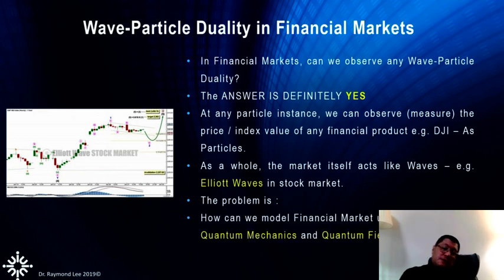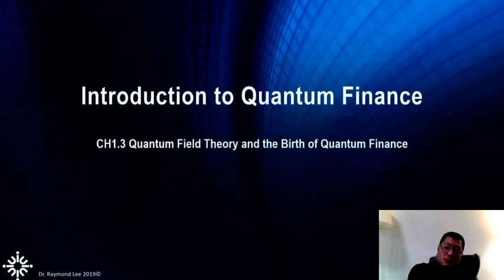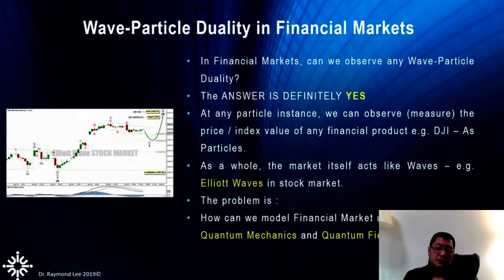So the only thing is, how can we model the financial market using quantum mechanics and quantum field theory? When we really believe in that. So what I'm saying is, the whole of quantum finance is to borrow the concepts of quantum mechanics and quantum field theory in order to model the financial market. If you let me use one sentence to explain this, not difficult, right? But of course, how to implement that is the difficult part.